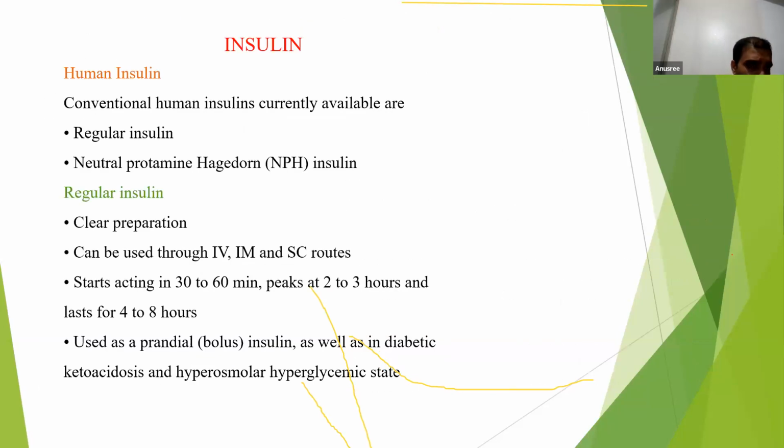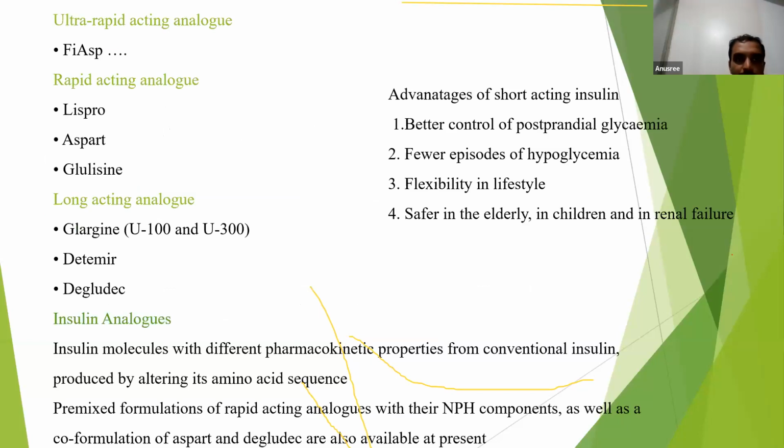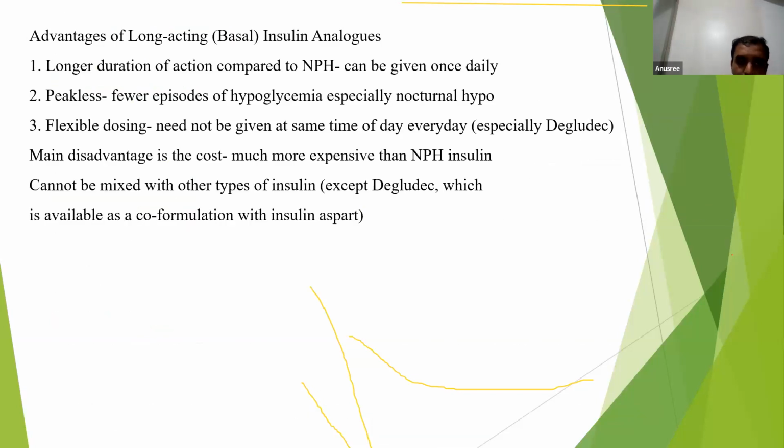And a few words on insulin. We have human insulin, which can be regular or NPH, which we usually use. One is clear and the other is non-clear. Premixed insulin benefits the patient, who finds it convenient because only two pricks are needed. And there are ultra rapid acting analogs, which have better benefit because of better postprandial glycemic control, fewer episodes of hypoglycemia, flexibility in lifestyle, and are safer in the elderly. Long acting analogs like glargine and detemir can be used because the hypoglycemic chances are very low. We know that they are peakless.